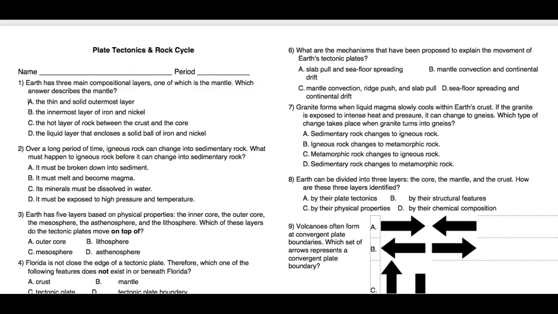Question 7. Granite forms when liquid magma slowly cools within the Earth's crust. If the granite is exposed to intense heat and pressure, it can change into gneiss. Which type of change takes place when granite turns into gneiss? A. Sedimentary rock changes to igneous rock. B. Igneous rock changes to metamorphic rock. C. Metamorphic rock changes to igneous rock. Or D. Sedimentary rock changes to metamorphic rock.